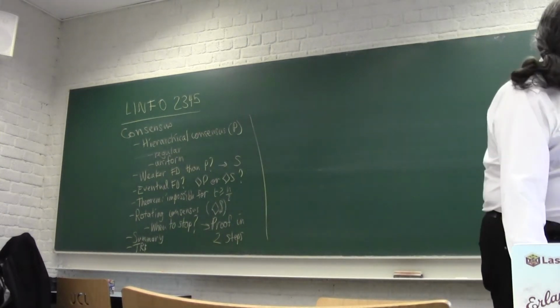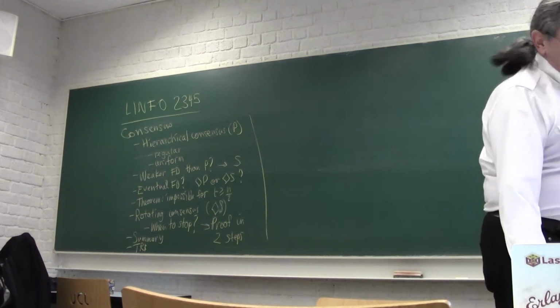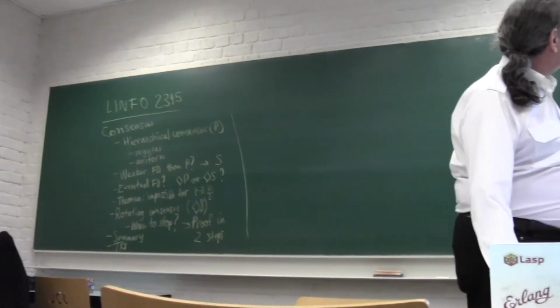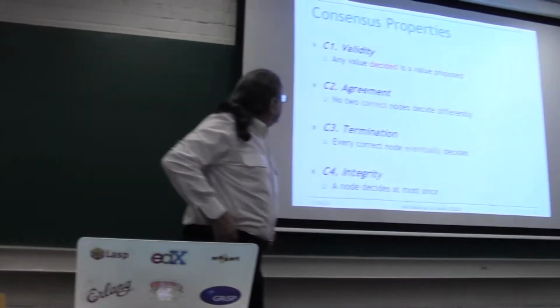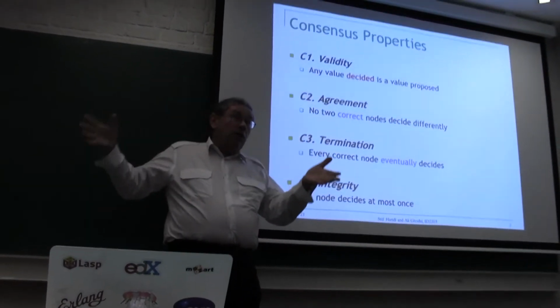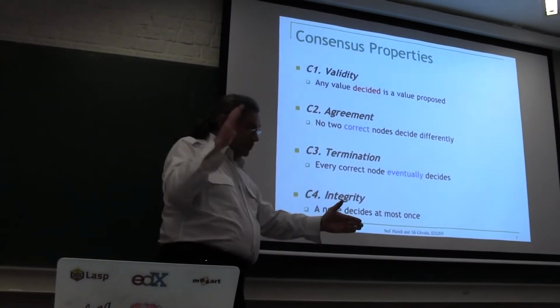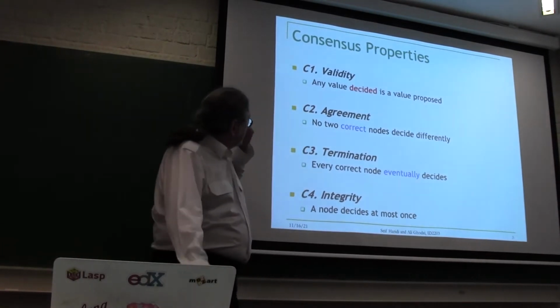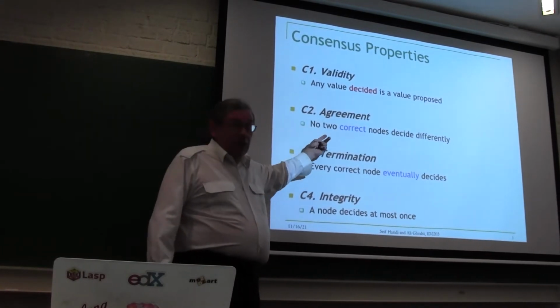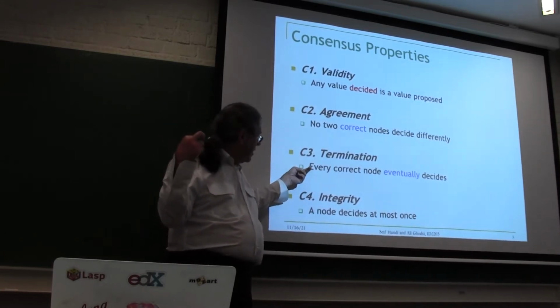So let me refresh your memory a little bit. First of all, what it means: all nodes propose, and then they decide. Propose, decide. So you can only decide something that's been proposed. Correct nodes will not decide differently. They all decide the same, and they will decide once.